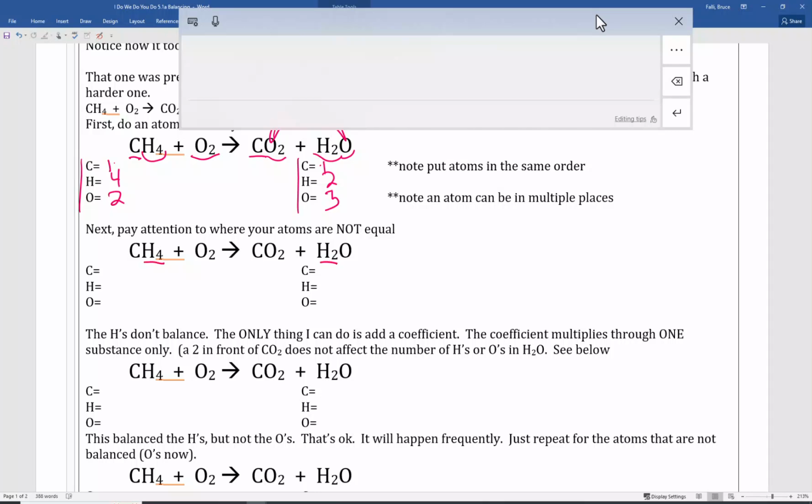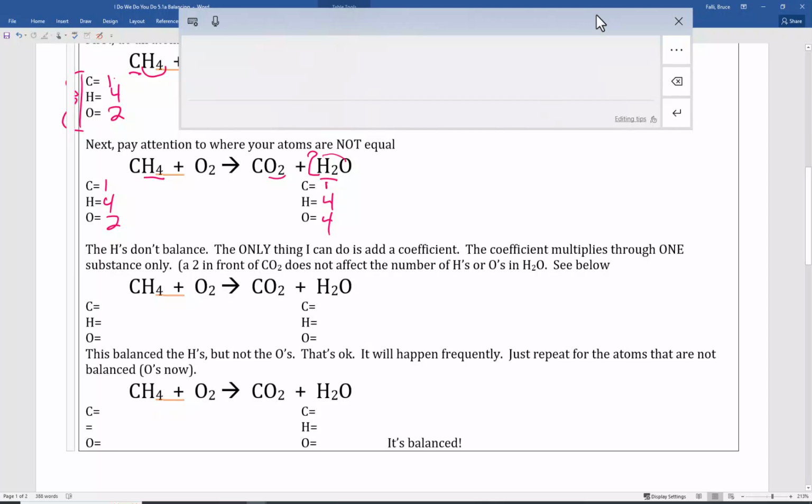The only thing I can do is add a coefficient, that's a number in front, okay? So if I put a 2 right here, that would now give me 4 hydrogens, right? And it would give me 2 oxygens plus 2 oxygens, which is 4 oxygens. Still have 1 carbon. Okay? So I'm still at the same spot over here, same numbers, 1, 4, 2. This coefficient multiplies through, so now notice my hydrogens are good. This balances the H's, but not the O's.